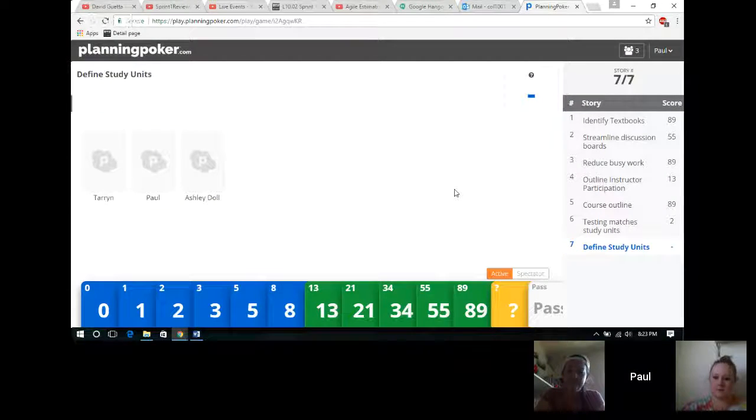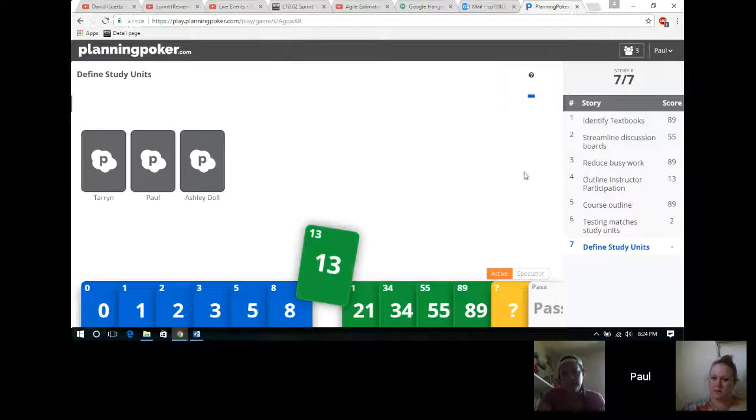Okay, awesome. So then we have our last one, define study units. We felt this was pretty important, maybe not quite so much as identifying textbooks, but being able to have study units that are measurable. There's not content from a bunch of different things that could be their own units, but just keep it more focused. So let's go ahead and vote on that one. Okay. Awesome. Great.